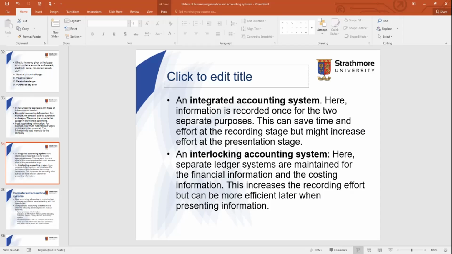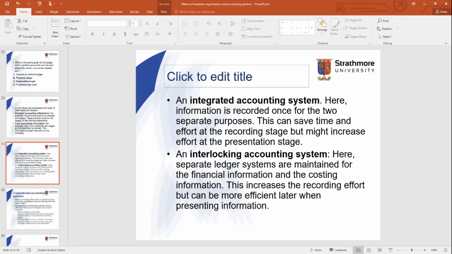This increases the recording effort, but can be more efficient later when presenting information, because you don't need to make any concern. You don't need to try to make that distinction of the information, the financial and the management accounting, because you have been maintaining two sets of books all through. However, you need to make a reconciliation to ensure that no mistake has been made when presenting those two sets of information. However, it's more tiresome. That means you may even require more manpower because you must maintain two individual and distinct accounts.